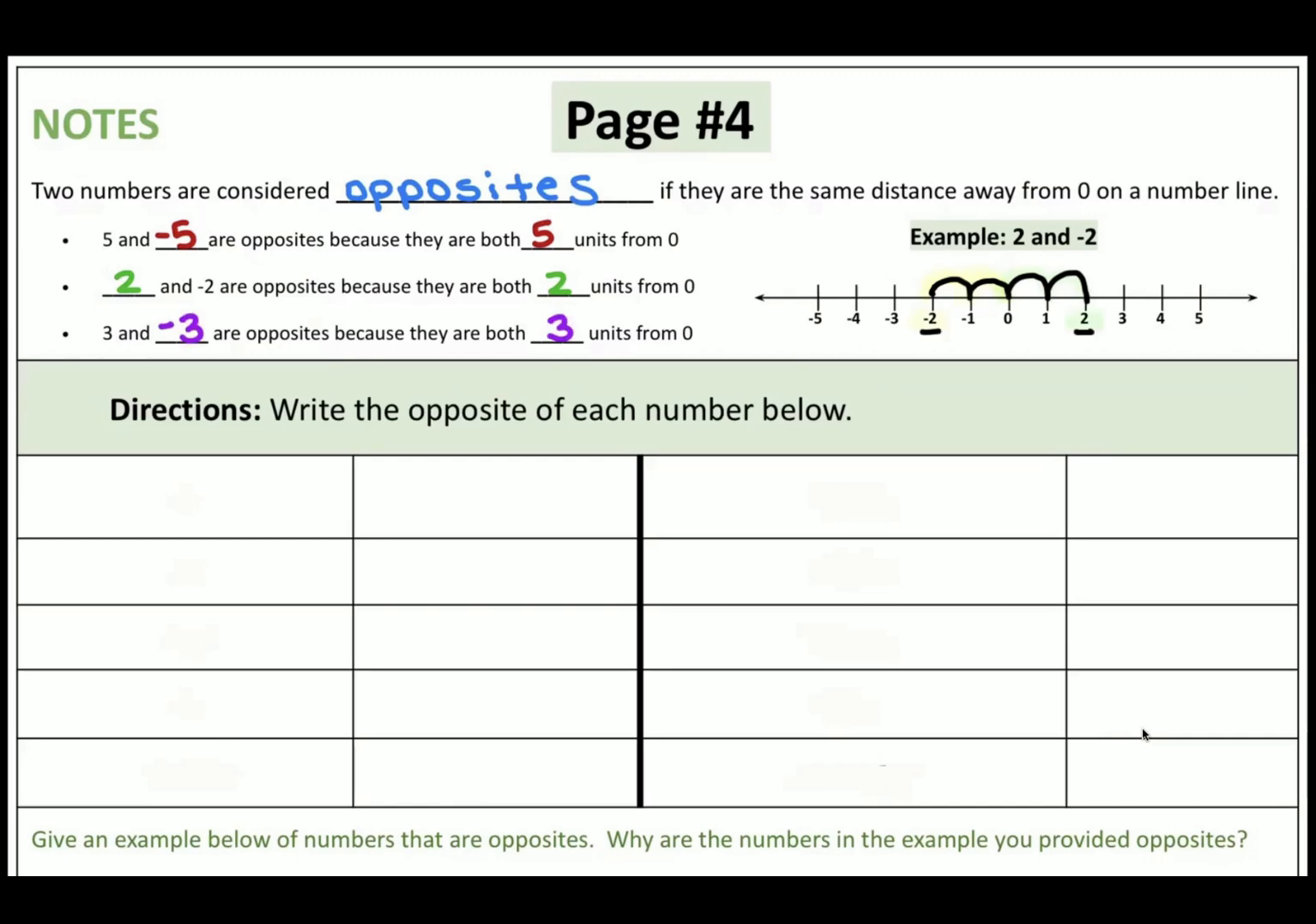So in this section below, you're going to write the opposite of each number. So if it said 7 here, okay, yours says something different, but if it did, then I would write negative 7 as the opposite. So opposites can be positive or negative. They are the same distance apart from 0.